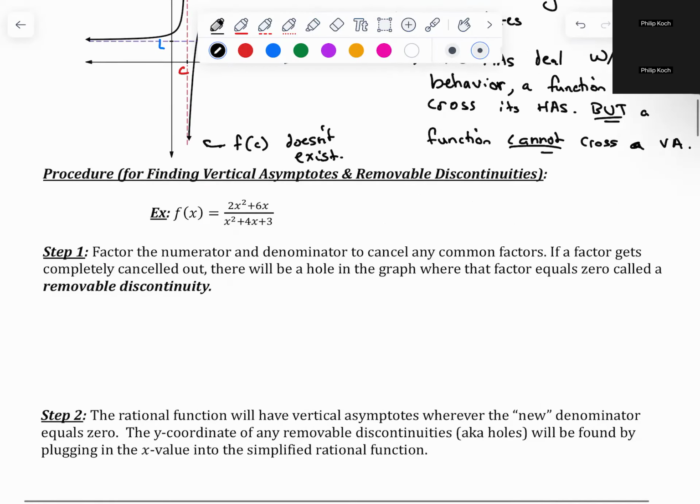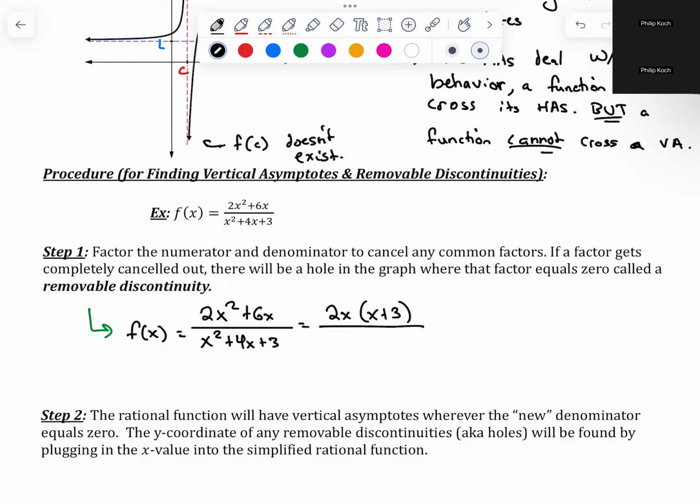So this example right here, f of x equals 2, you can factor out a 2x. So I'll rewrite it: 2x squared plus 6x divided by x squared plus 4x plus 3, and that factors to 2x times x plus 3 over x plus 1 times x plus 3. And so the x plus 3's get completely canceled out.